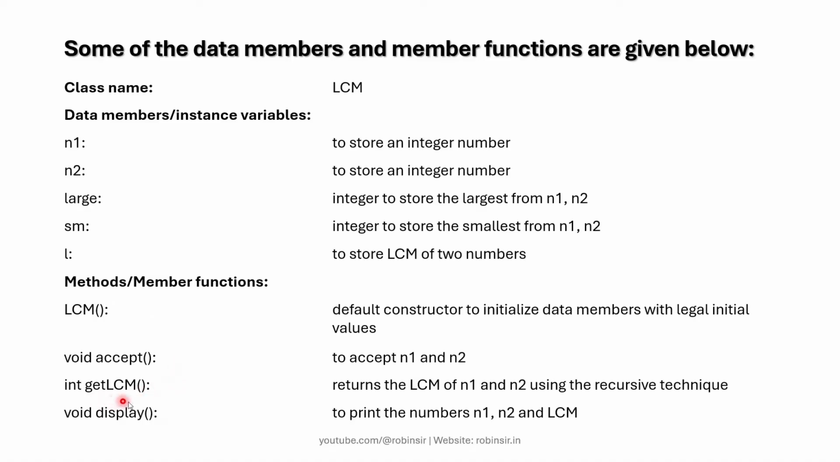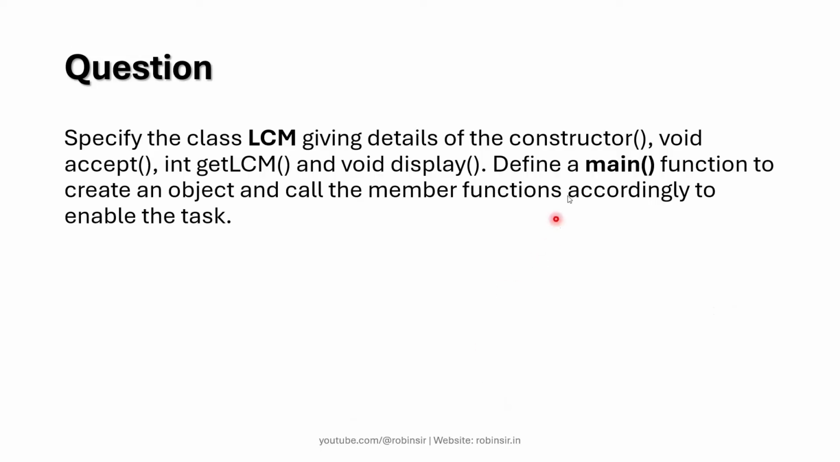We have int getLCM. This function returns the LCM of the two numbers, but it uses a recursive technique. And we have void display to display N1, N2, and LCM, the three values. We also need to define the main function to create an object and call the member functions accordingly to enable the task. So that's the question. Let's start solving the program.